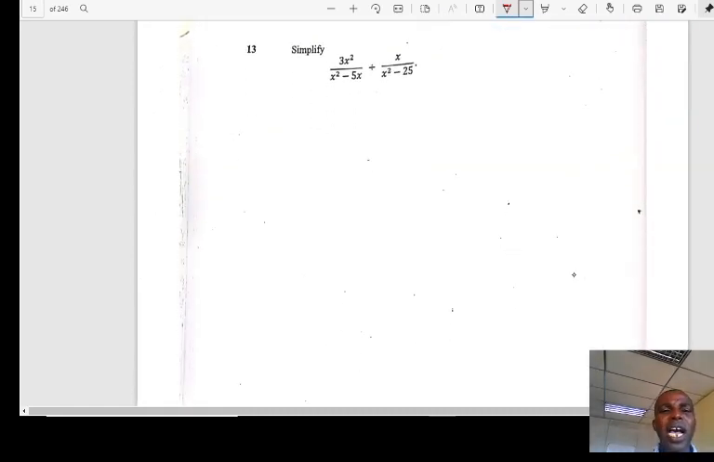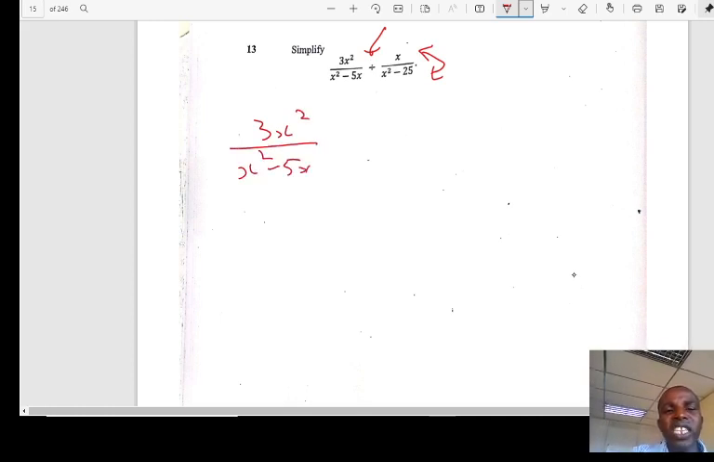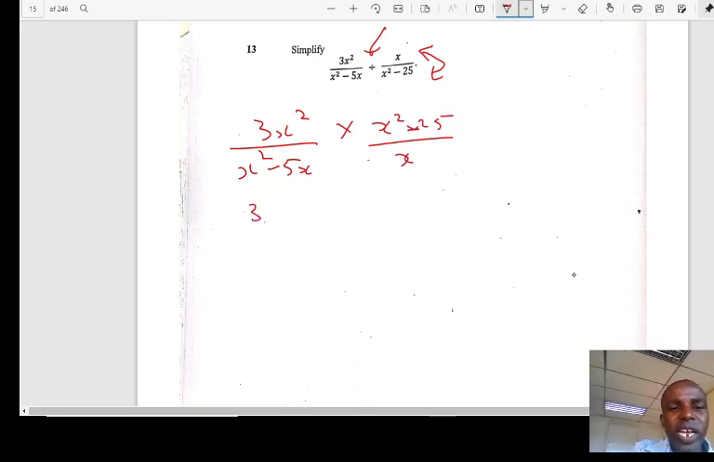Simplify. Right, so these are more algebraic fractions. If you see questions like this, make sure that you factorize. Please take note. You have to factorize somewhere, somehow. But first things first, there's a division here. You introduce a multiplication first, and you invert these numbers here. So it will be 3x squared over x squared minus 5x times, then you invert, x squared minus 25 over x.